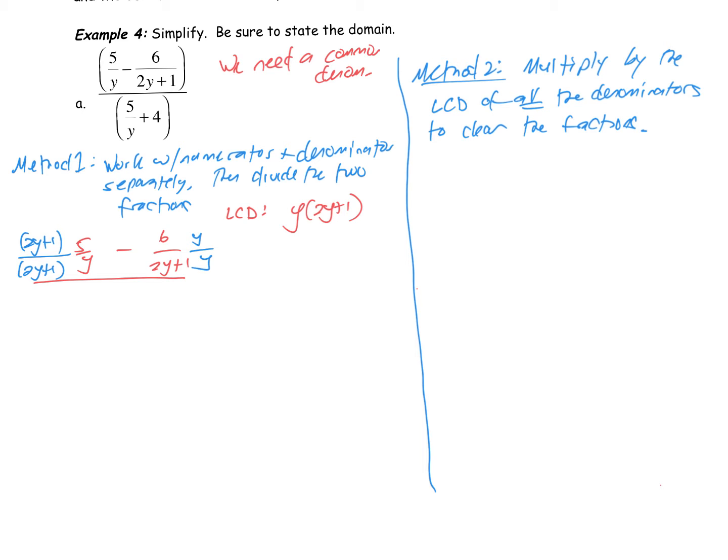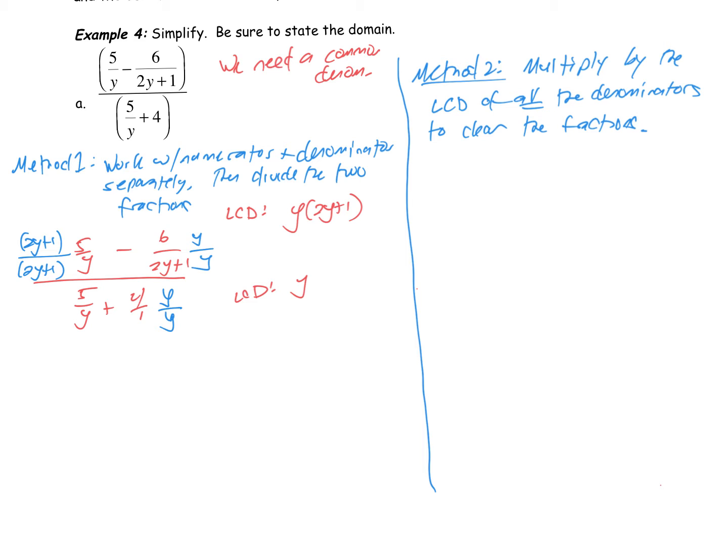And then in the denominator, we need to do the same thing. Here, I'm going to rewrite this as 5 over y plus 4 over 1. The least common denominator here is y. So the first fraction has the least common denominator, but the second does not. So we need to multiply the second fraction by y over y.